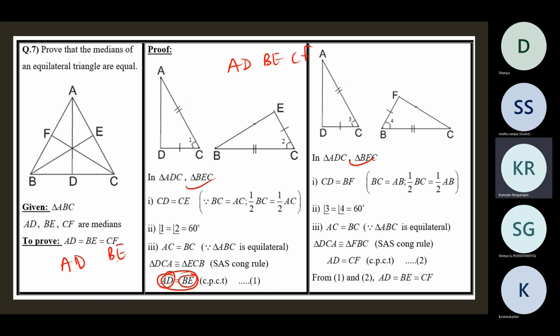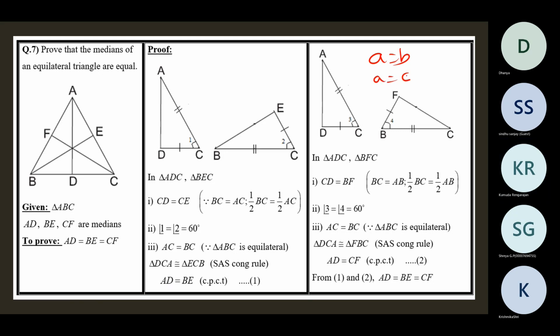I proved that these two triangles are congruent, so I get AD is equal to BE. Then I've taken another triangle that has CF, and I get AD is equal to CF. It's like I've proved that A is equal to B and A is equal to C, so A is equal to B is equal to C. So I have proved that AD is equal to BE and AD is equal to CF. So AD, BE and CF, all the three are equal.